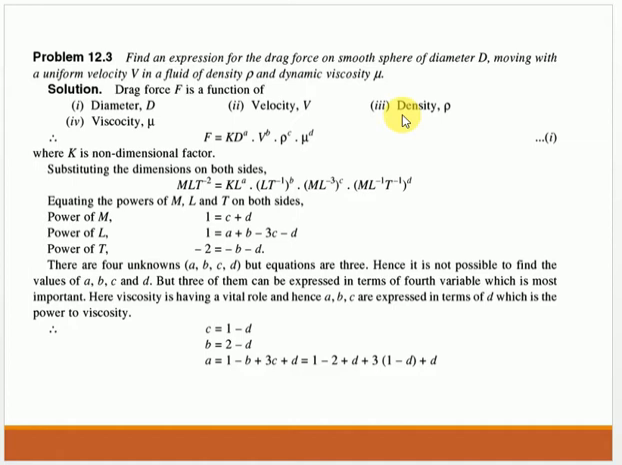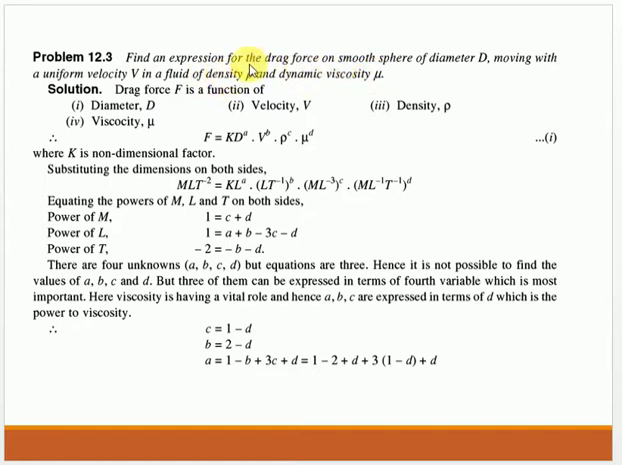We have a sample problem on Rayleigh's method. Find an expression for the drag force on a smooth sphere of diameter d, moving with a uniform velocity v in a fluid of density rho and dynamic viscosity mu.